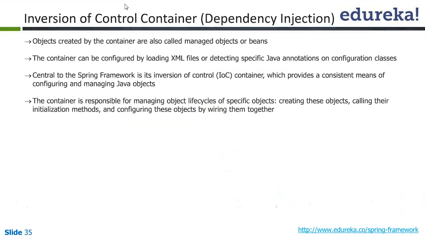Next, the container can be configured by loading XML files or detecting specific Java annotations on configuration classes. So there are several ways that your IOC container can consume the configuration. As I said, there are two types of containers: one is BeanFactory and the other is ApplicationContext. They can consume the configuration either from XML documents or from some kind of annotations. We will talk about that more.